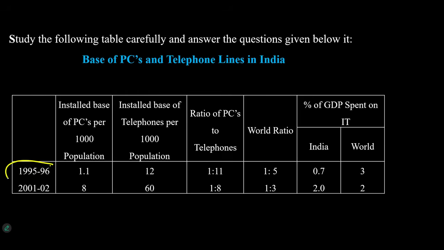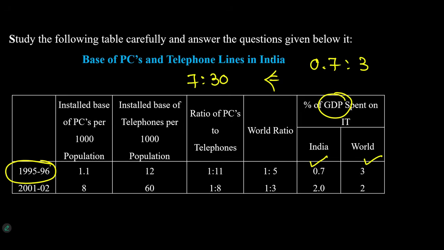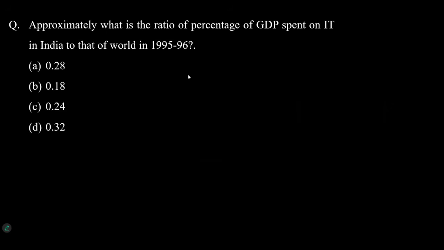For 95-96, GDP spent on India with respect to world is 0.7 to 3. The ratio should always be an integer, so we can multiply by 10. It should be 7 and 30. Multiply by 10, 7 and 30 should be your answer. A ratio must always be positive and it should be integers. And okay, if they have not given a ratio, then you have to go for percentage.